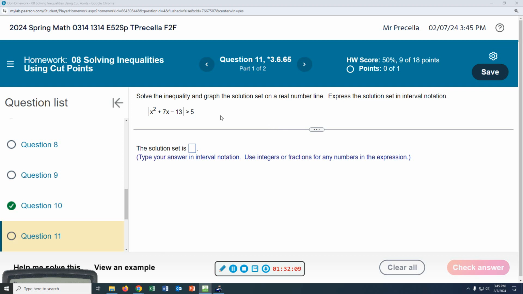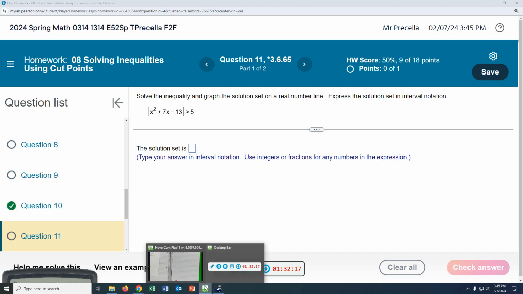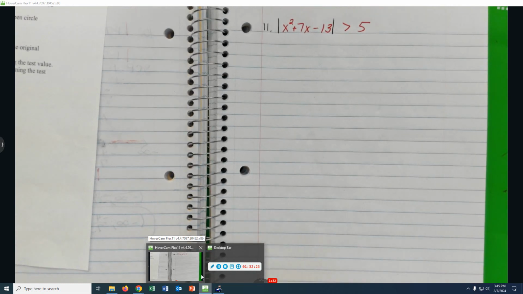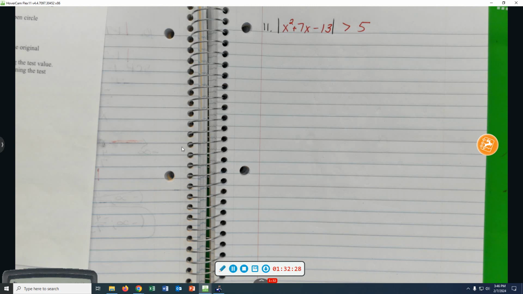X squared plus 7x minus 13 is greater than 5. Okay. It's very important that you copy this down correctly because these last two problems are rigged to work out with really nice numbers. If I miscopied just a sign, it would make it a much, much messier problem.